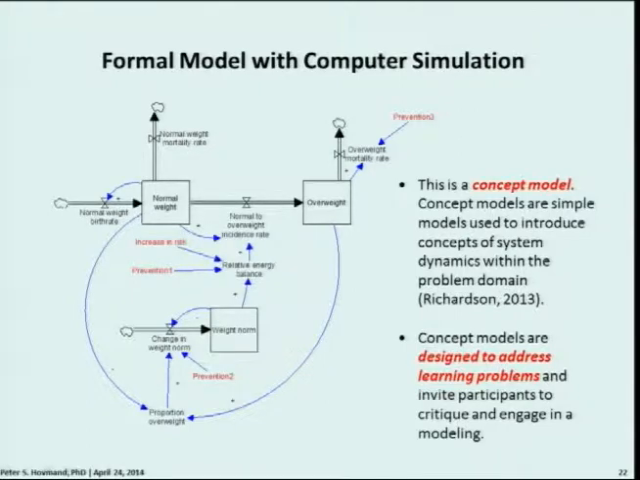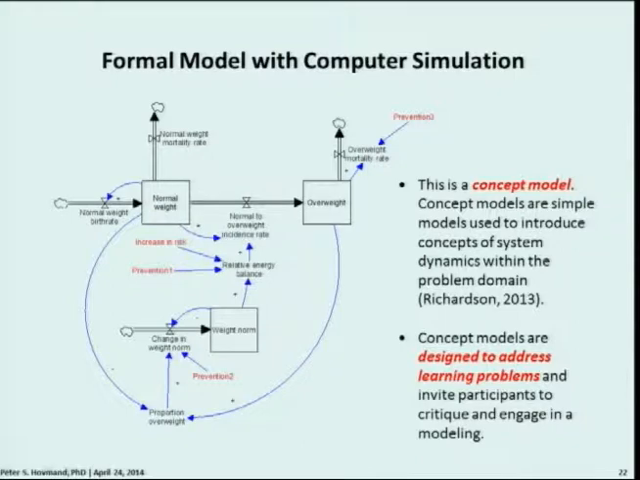This is a particular kind of formal simulation model. It's called a concept model, a term that George Richardson coined. Concept models are small models that are used specifically to introduce concepts of system dynamics, like stocks and flows, feedback loops, within the context of a particular subject domain. So this is looking at obesity, normal weight, and norms. They are deliberately wrong, so they invite participants to critique them. I'm going to ask you in a second, after I explain this, what's wrong with this?